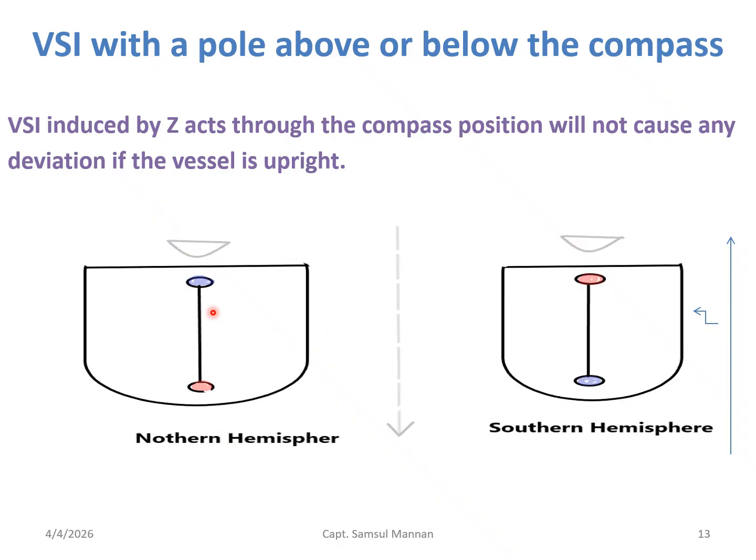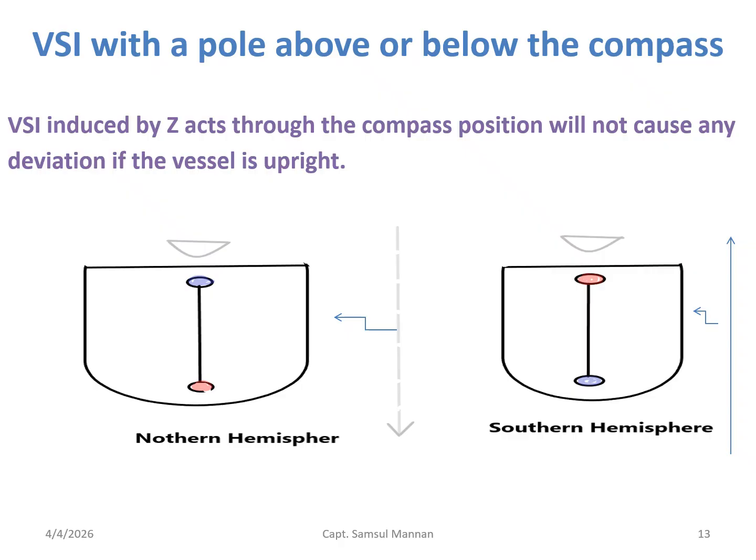So same. In the northern hemisphere, once our lines of force are entering from the top side, it will create a blue pole at the deck or at the monkey island, and when the vessel is in the southern hemisphere, as the magnetic lines of force are entering from the keel, it will create a blue pole at the keel, right? But this vertical soft iron will not have any kind of impact on our compass needle.